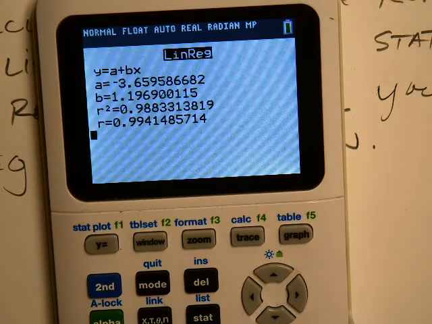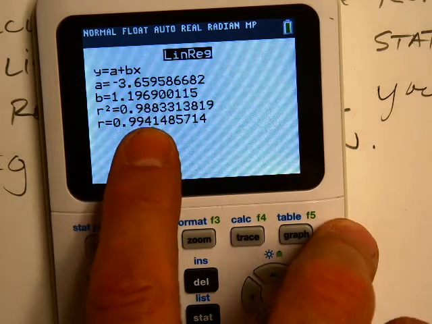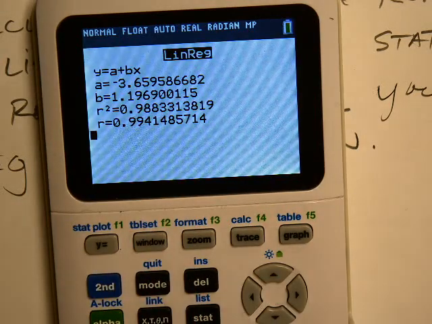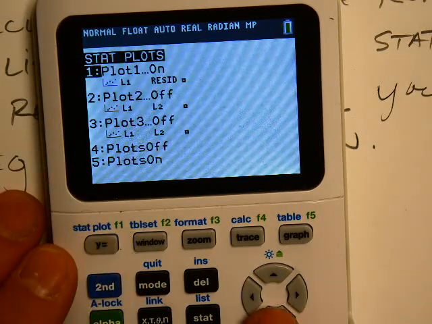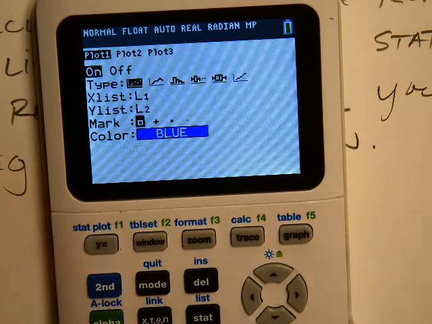Now, when we make that calculation, the calculator goes, oh, you need the residual values for that too. Well, let me store that for you. You just have to know where to get it. So r squared and r, we're going to talk about r squared today, but they're both very strong. So remember, this is a very linear pattern, right? These points almost lined up perfectly. So let's take a quick look at the graph. So L1, let's put in L2, just so we remember.